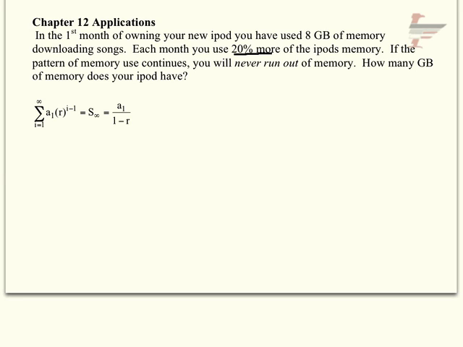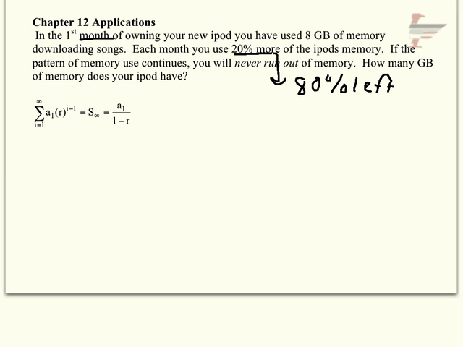Of course, you know that truly eventually it will run out, but technically speaking, if this is the case, if each month you're going to use 20% more, then you know that you have 80% left. So if you use 20%, you're going to have 80% of your memory left. So just to clarify that again, really read these problems carefully in terms of what it's asking.